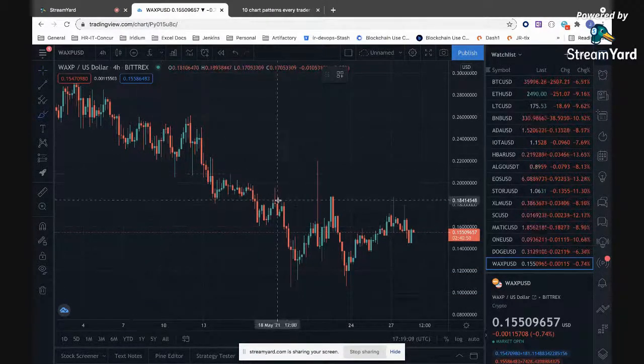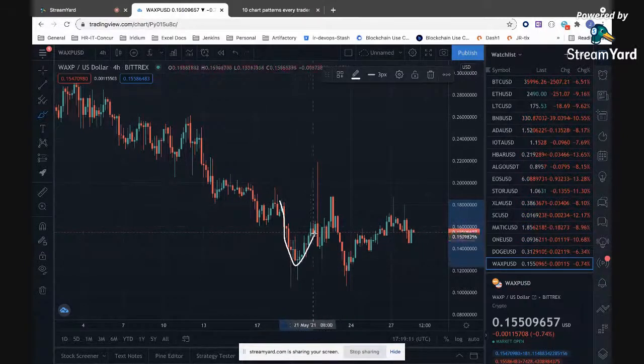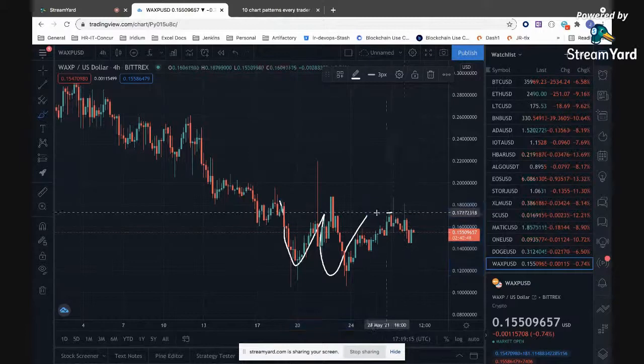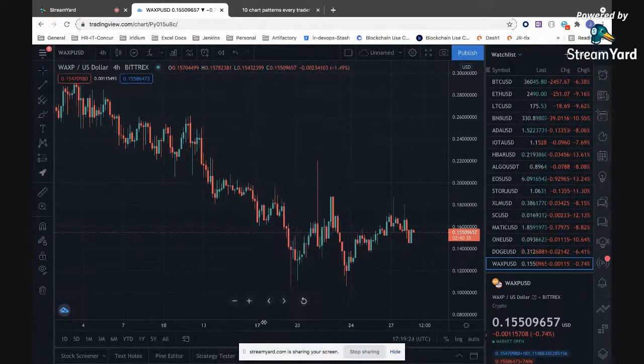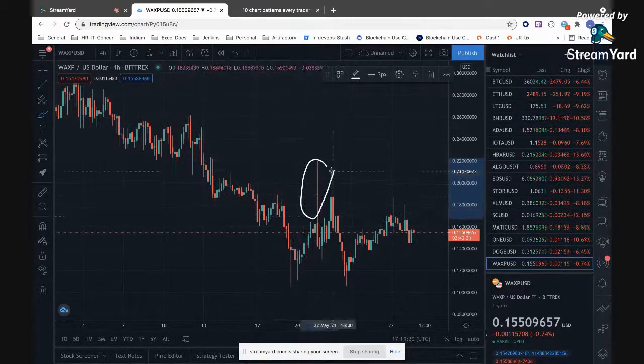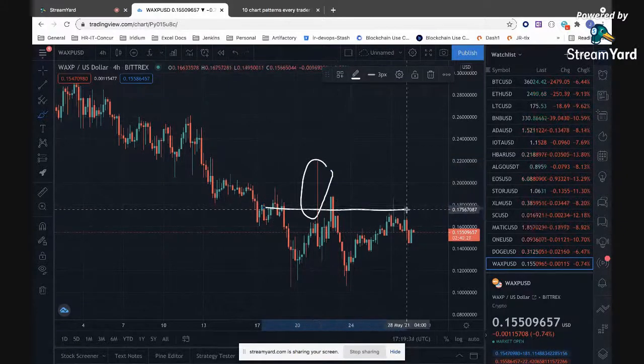All right, so here is the double bottom. It's like a W, guys. All right, and look at it. This is the neckline. So we have not seen a break yet, right? So see, the problem is that on this very volatile cryptocurrency market, you do see some crazy candles like this that are fake breakouts, right? We're watching over here.